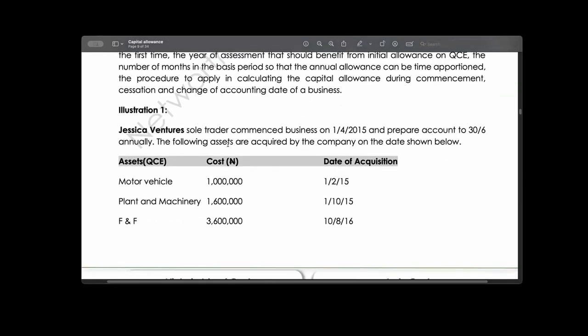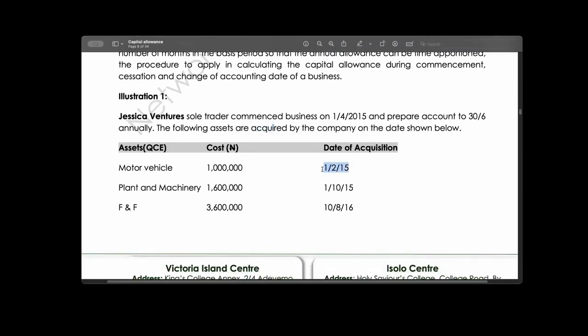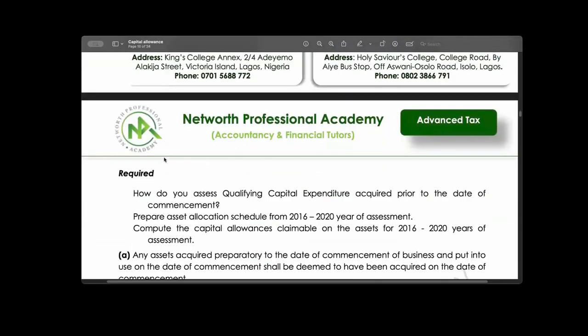Now, take for example, let's look at this illustration. This is on an individual basis. So we said Jessica Venture is a sole proprietor, commenced business on 1/4/2015, and prepares accounts to 30th June annually. The following assets are acquired by the company on the dates shown below: 1/2/15, 1/10/15, 10/8/16. So we acquire three assets.